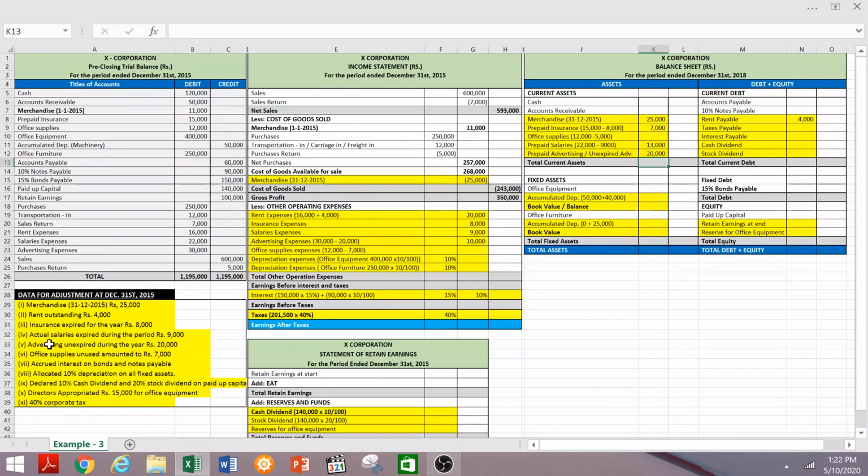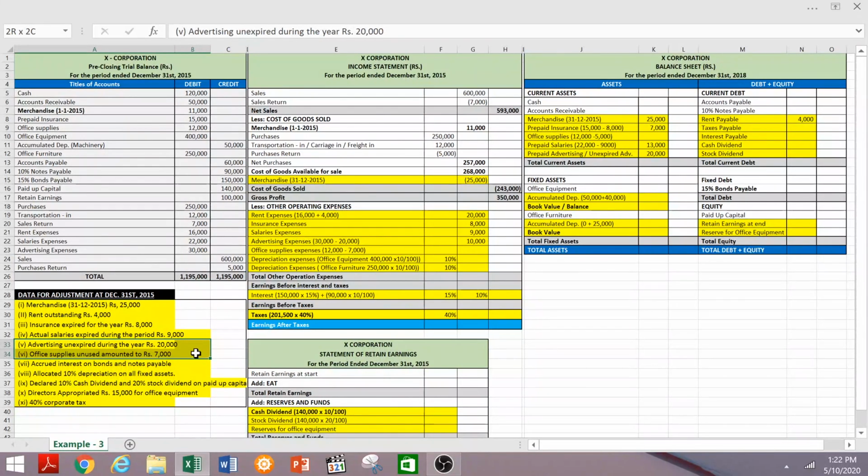The next transaction is related to the office supplies. Office supplies is our current asset account. Here it is mentioned the amount of office supplies unused. Again, unused means we directly have to write the 7,000 in the balance sheet. The part of office supplies that is unused or in hand is equal to rupees 7,000.